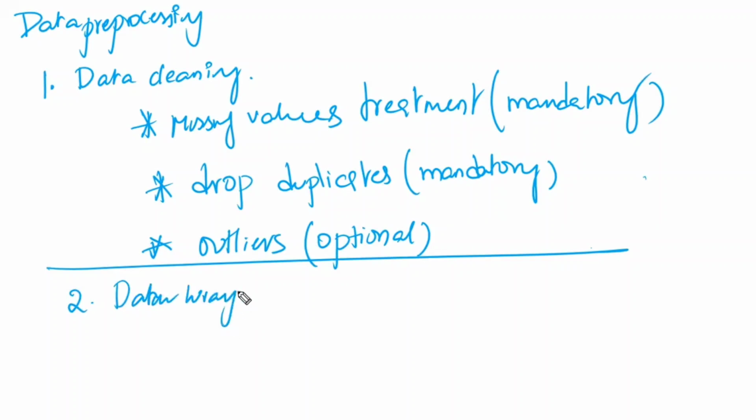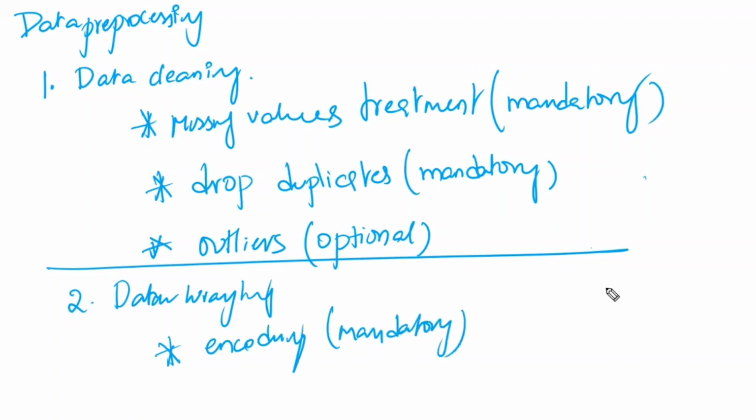Next, we move on to data wrangling, where encoding is mandatory. If you don't do encoding, why is it mandatory? Because if you don't do this, the fit will not work. It will throw an error. The machine will not understand. The machine will understand only numerical data.